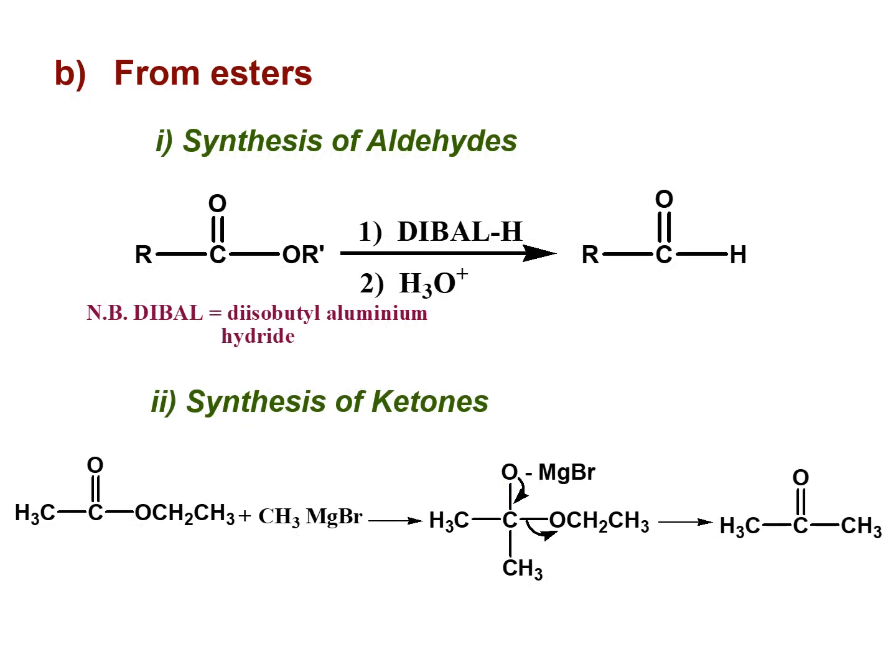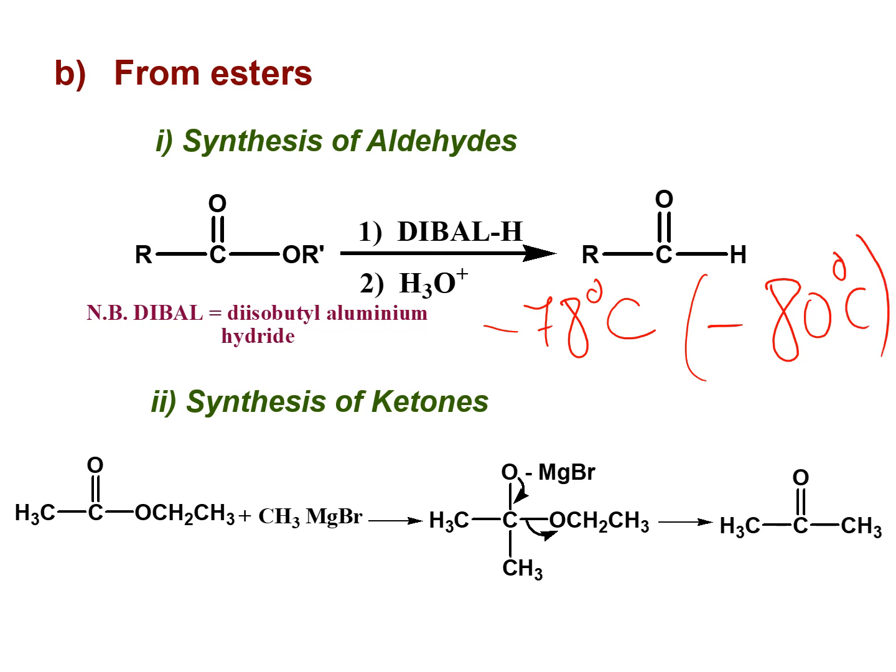The second method is from esters, where we can reduce them using the DIBAL. DIBAL stands for diisobutyl aluminium hydride. We usually use this reaction at negative 78 degrees centigrade, and for facilitating we say negative 80 degrees centigrade. You end up with the aldehydic compound. If you need a ketone, you can again use Grignard to produce a ketone, but as we mentioned, this is not selective and it can proceed to the tertiary alcohol, so this is not a preferable method.